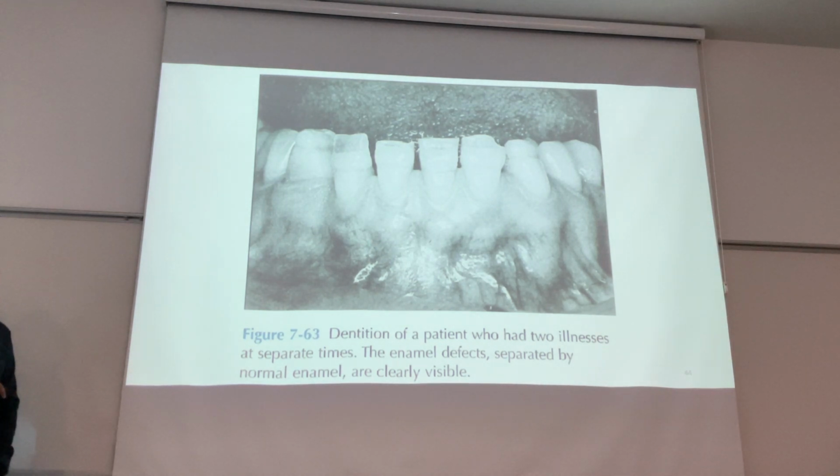At different times, you can see illnesses related to the enamel deposition, and because of that, you can see different types of enamel. For example, here, here, and here. Can you understand? Do you have questions?